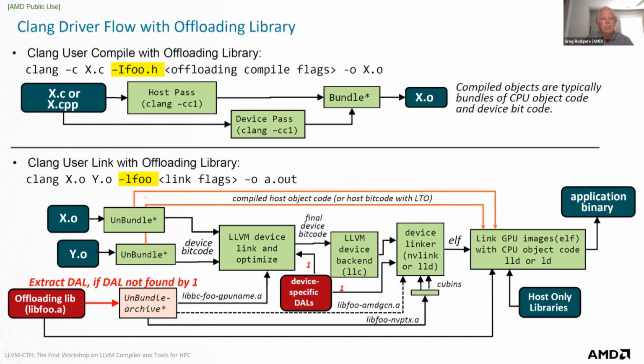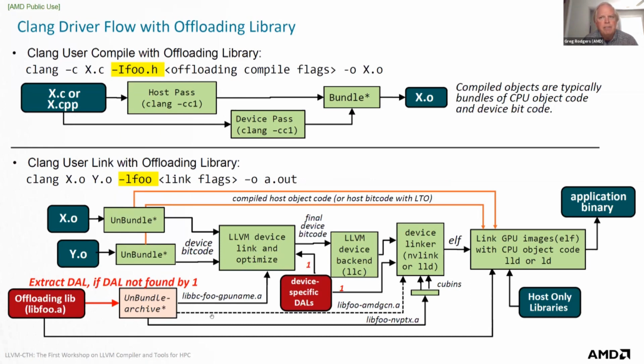So I'm back to this chart here. And that search in the Clang driver is marked as a #1 here, right? Where if there exist permanent files that have that in it, they will be found and supplied here. And then the extraction from the traditional host library is not necessary. But if they're not found, which is often the case, we'll extract the DAL, and the DAL will be provided to the device linker here.